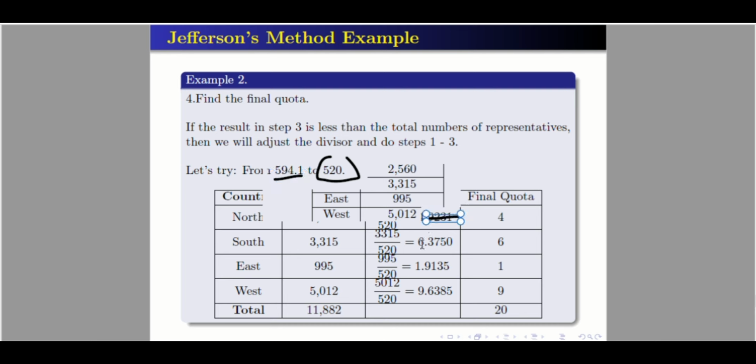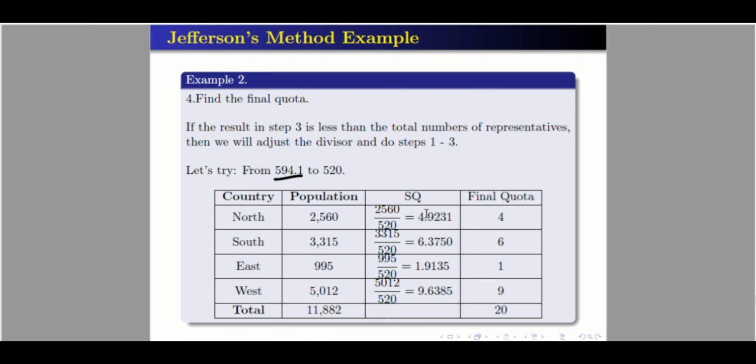Okay, and we will cut off the decimal places. So we have now 4, 6, 1, and 9, because we just cut this. And add 4, 6, 1, that's 11, plus 9. We have now 20.